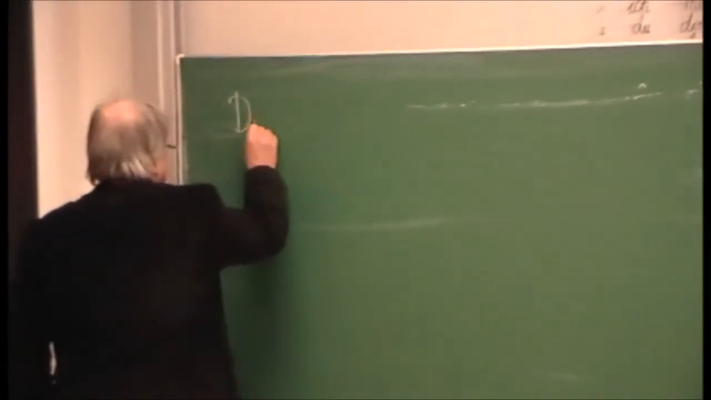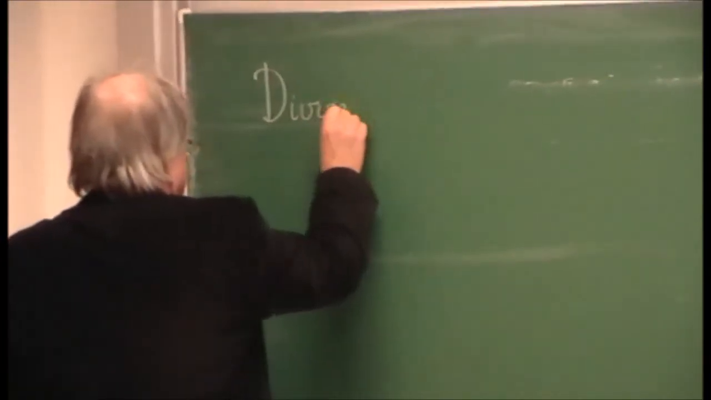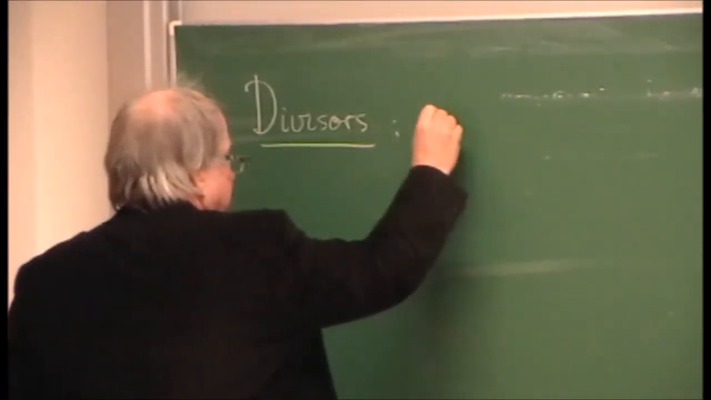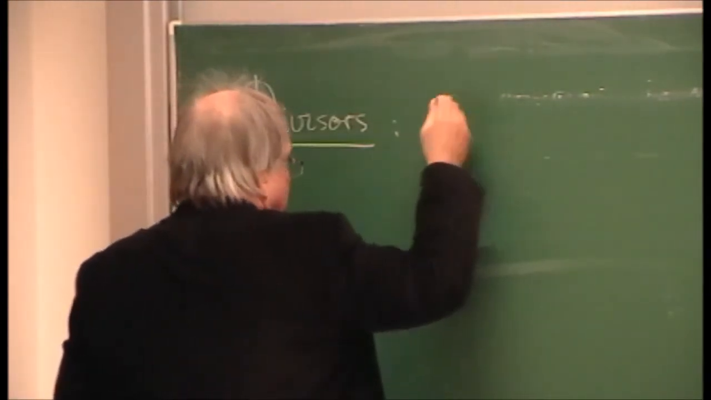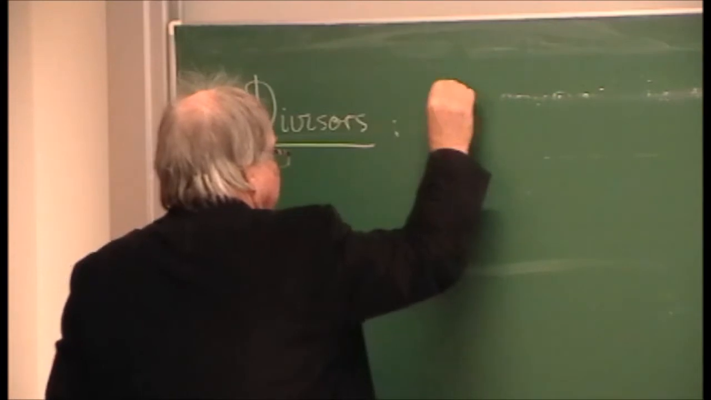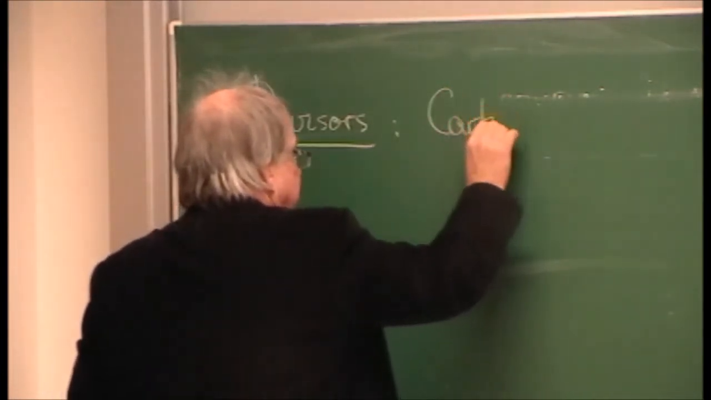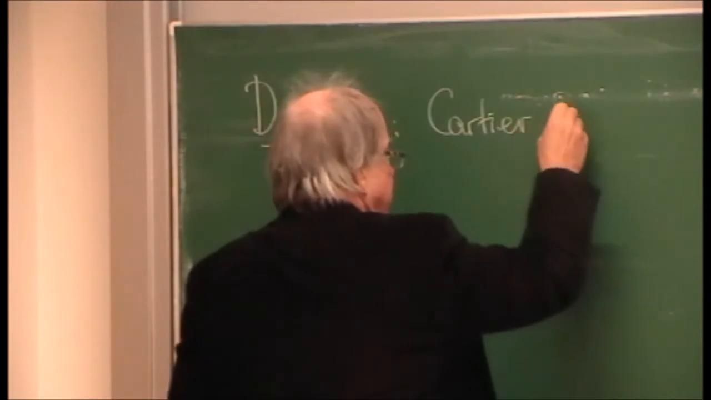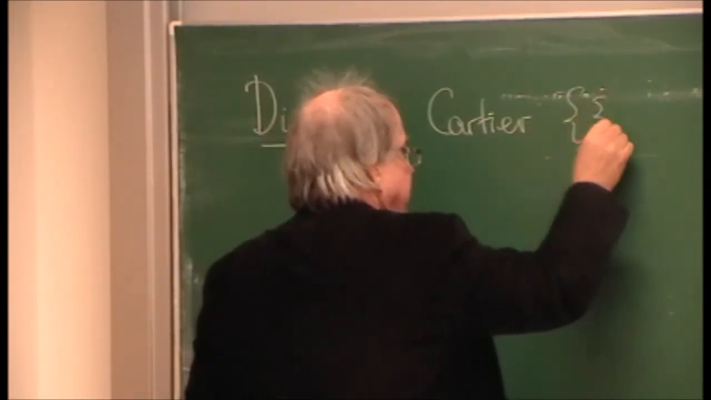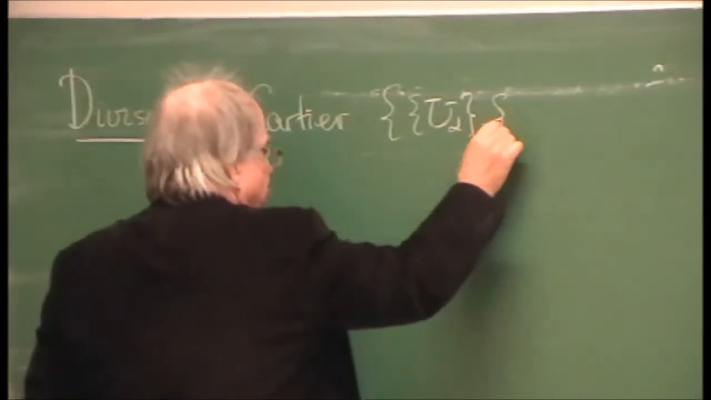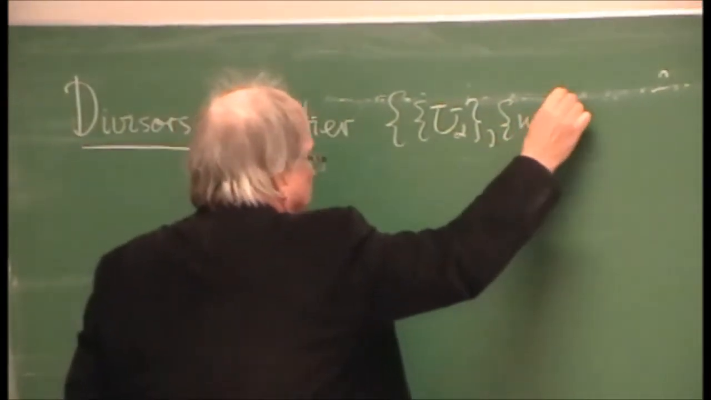So this morning we discussed divisors. And we talked about, in particular, two types, and we talked in particular about Cartier divisors. What that means is that you have a covering in your space, I'm just reviewing what we said this morning, and on each open set you have a meromorphic function.